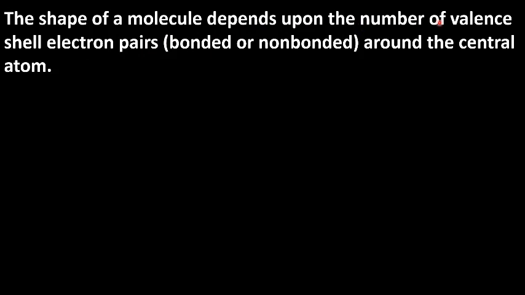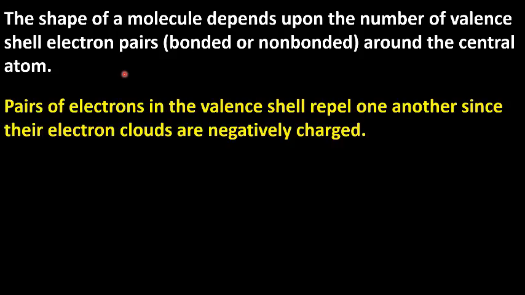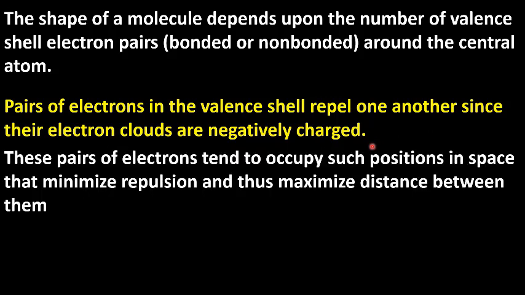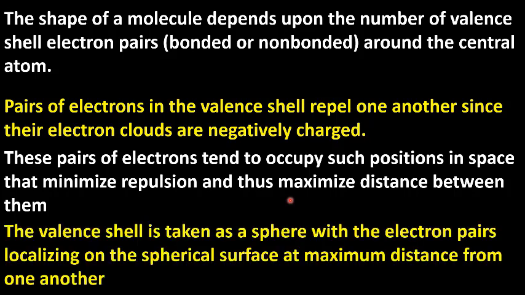The shape of the molecule depends on the number of valence shell electron pairs. Whatever be the number of electron pairs present in the valence shell of the central atom, that gives the shape of the molecule. Pairs of electrons in the valence shell repel one another since their electron clouds are negatively charged. These pairs tend to occupy such positions in space that minimize the repulsion, moving away from each other to the maximum distance so that the repulsion becomes least.